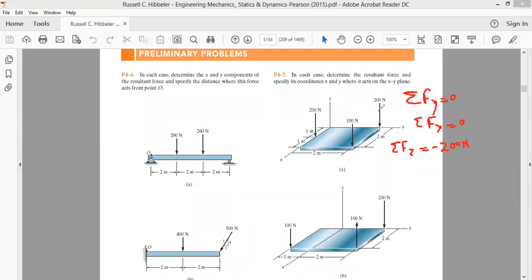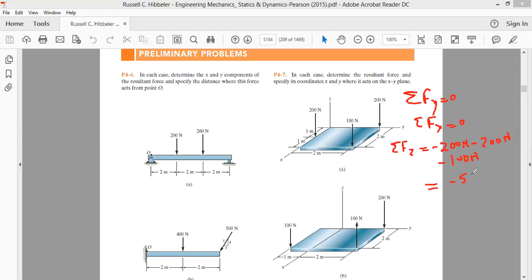We have a force of again minus 200 Newton. And we have a force of 100 Newton, so this is minus 100 Newton because it's acting along minus z. So the total force acting is minus 500 Newton.